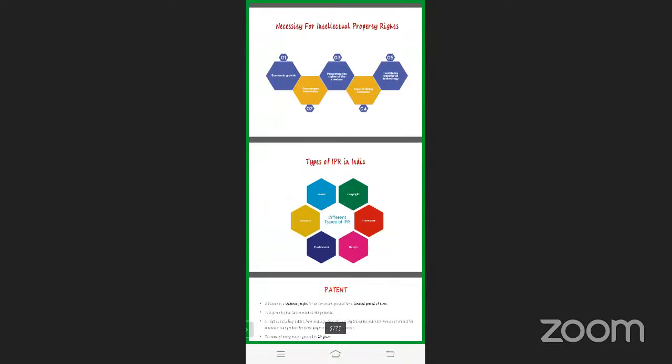So there are around six types of IPR in India, which are patent, copyright, database, trademark, trade secret, and design.